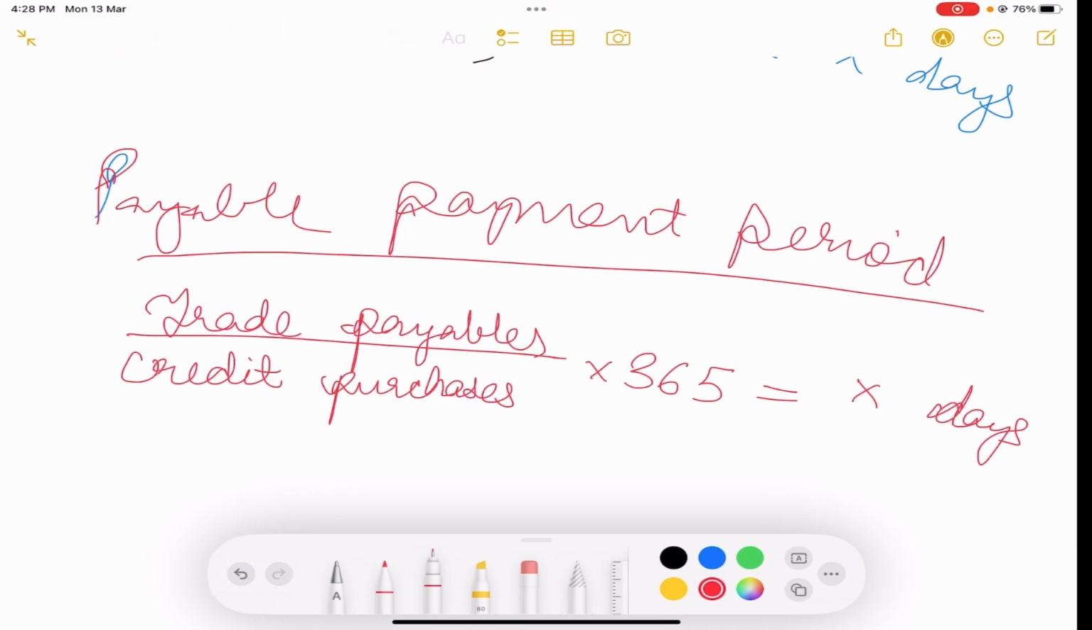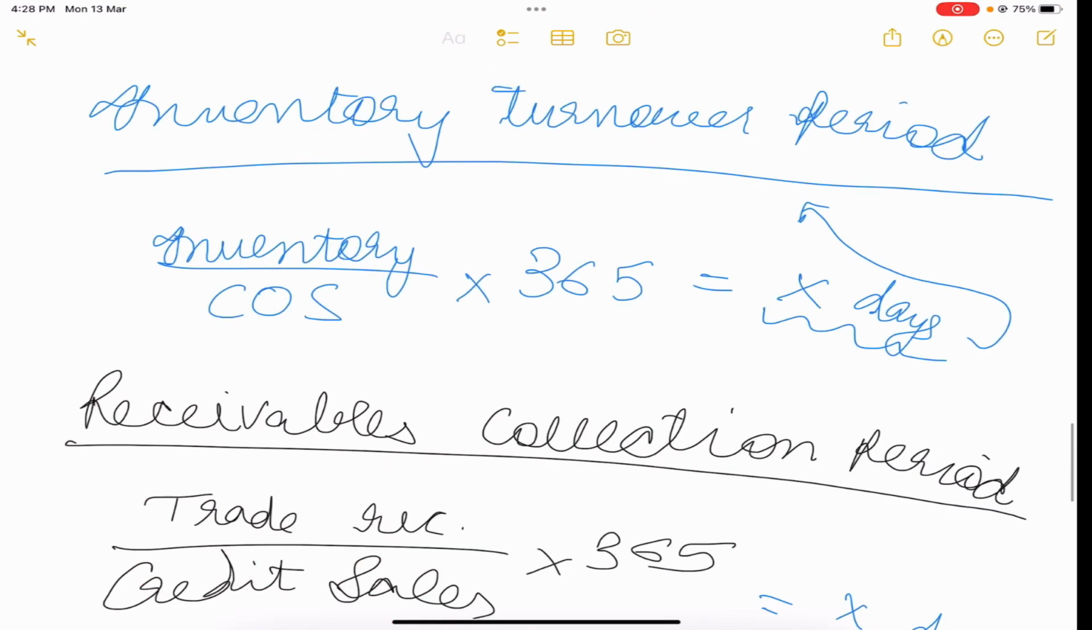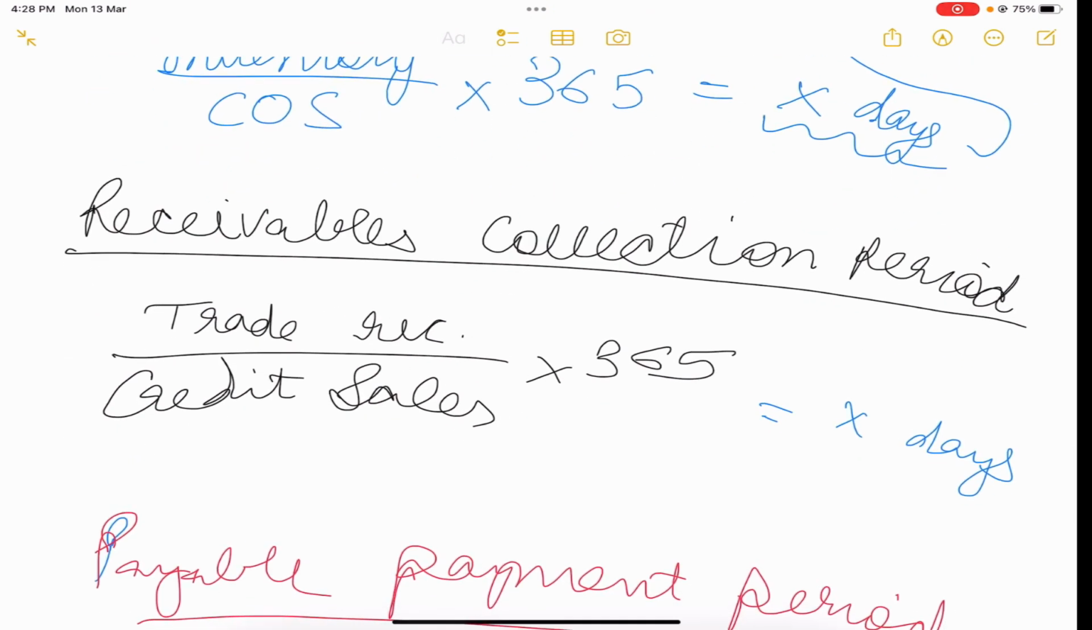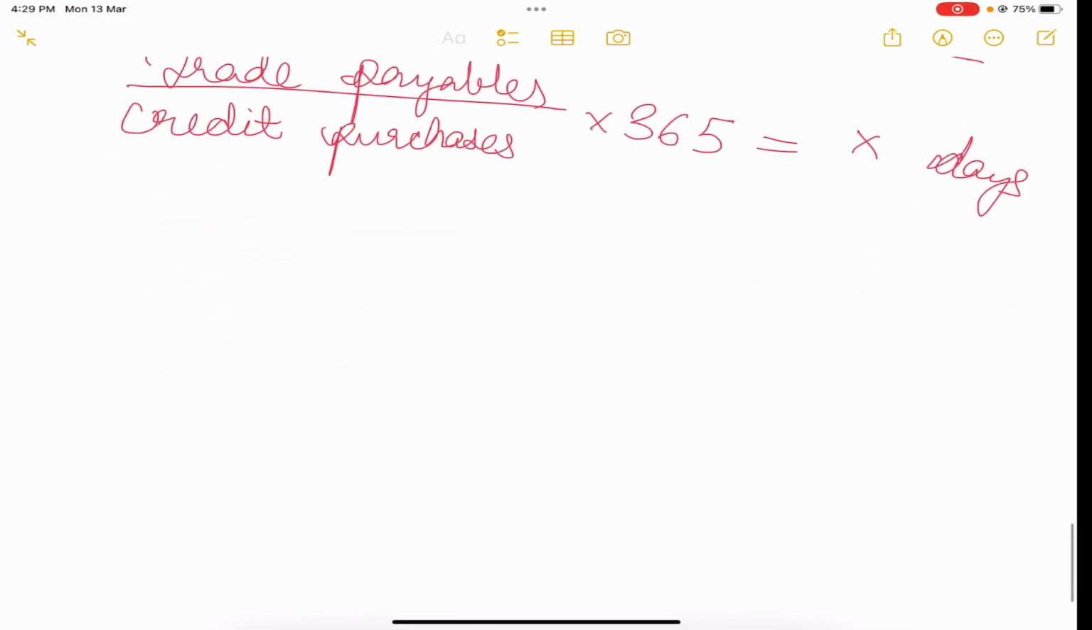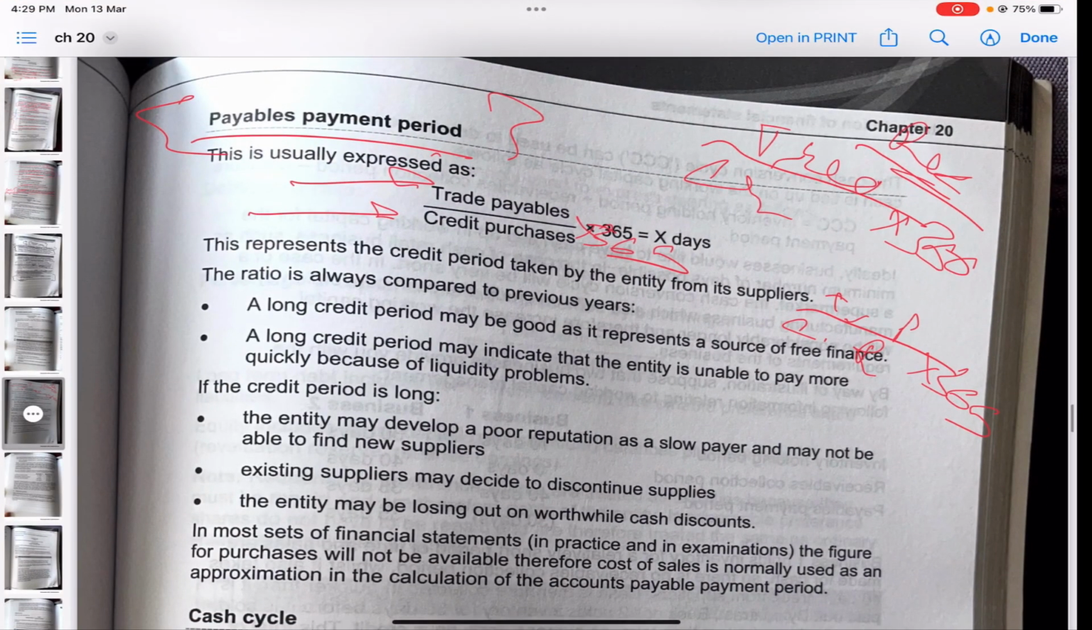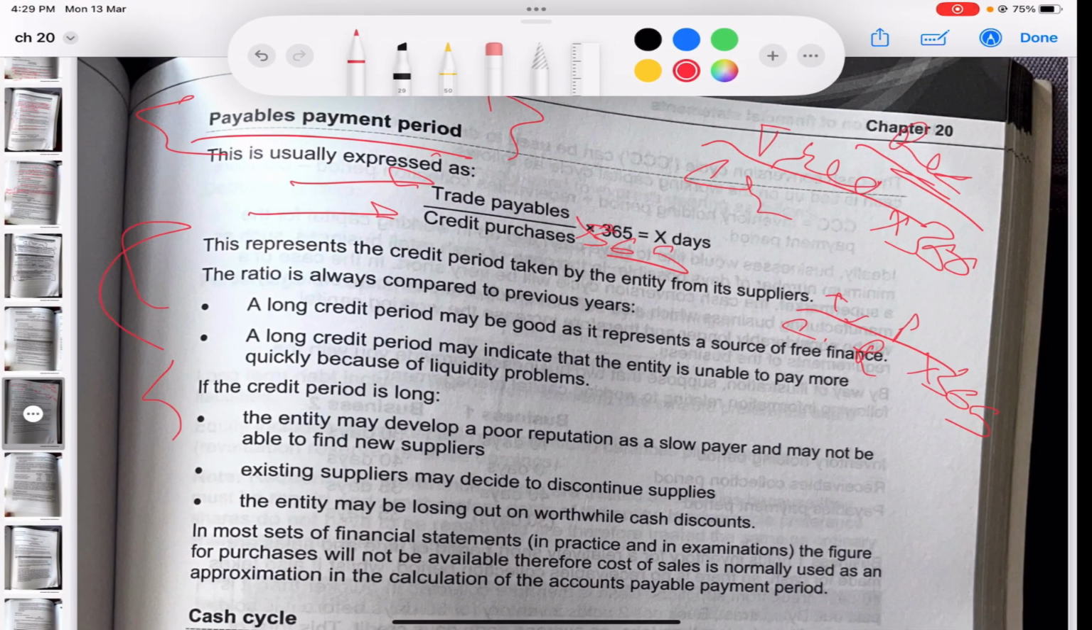So what is the payable payment period? Trade payables upon credit purchases into 365. What is the receivable period? Receivable collection period. Trade receivables upon credit sale multiplied by 365. What is the inventory turnover period? Inventory turnover period is inventory upon cost of sales multiplied by 365. You can read it. It is just the opposite of the receivables period.